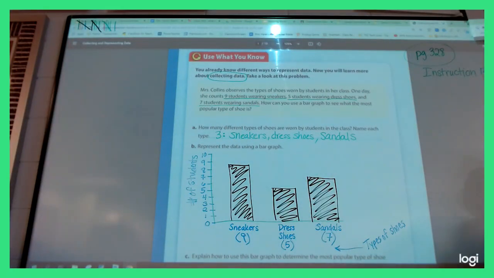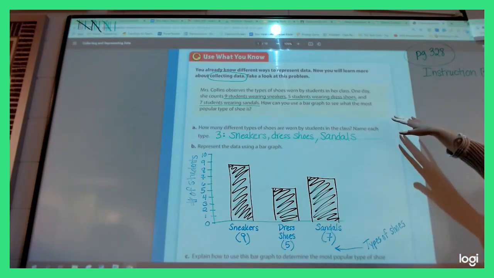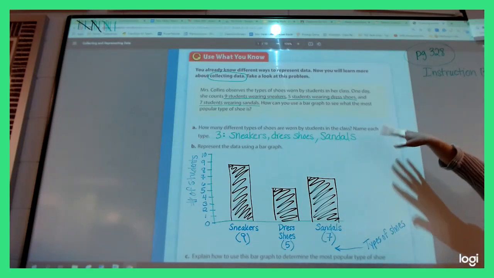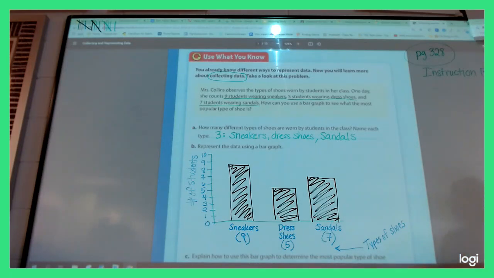Okay, before we even go on, how is looking at this graph of our numbers different from reading it in the problem? We get the exact same information. How does the graph make it easier to visually see quickly what's going on with the shoes? Josiah? Because the tallest one is the biggest one, and that's easier.